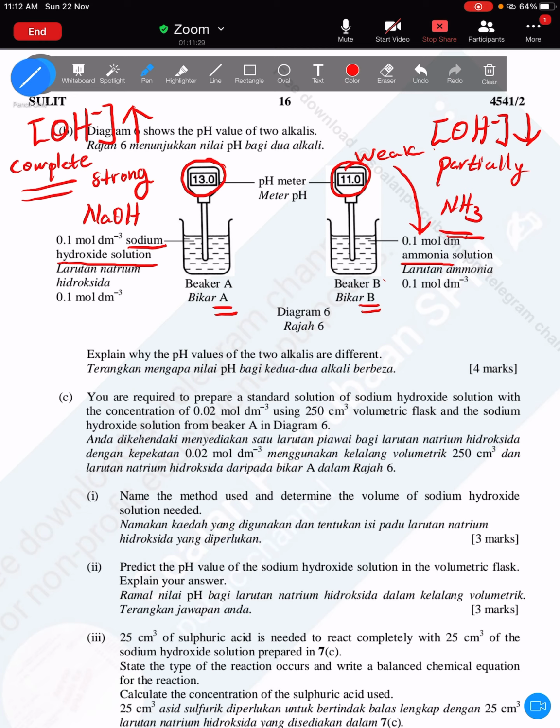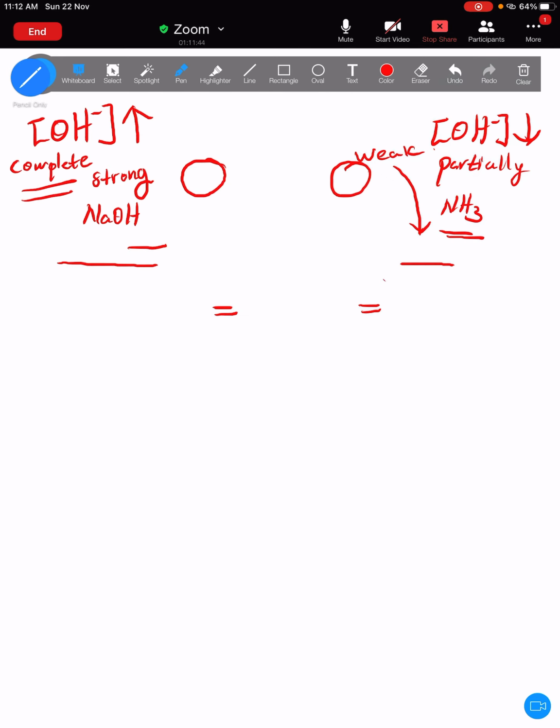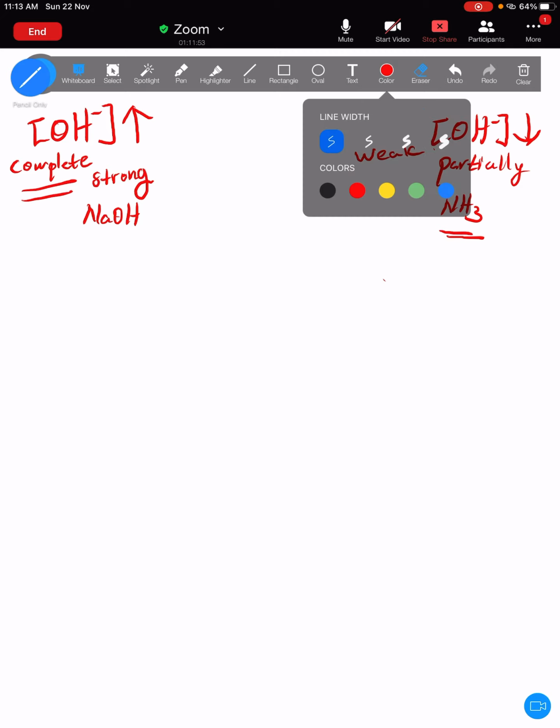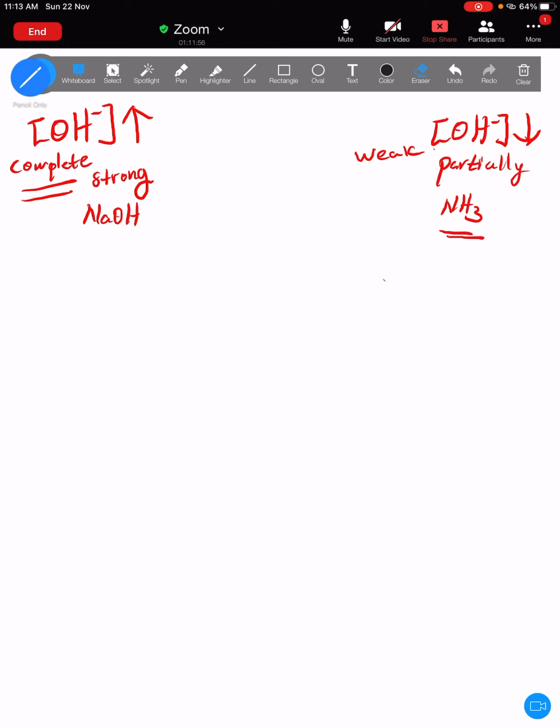Okay. Once you know the theory, then we can proceed with the question. Explain why the pH value of both alkalines are different. Very good. I think most of the answer I already gave you. Just do it in a table form, like beaker A and beaker B. I love it if they ask you to compare like this, please do it in a table form because you will actually make the examiner mark the paper easier.